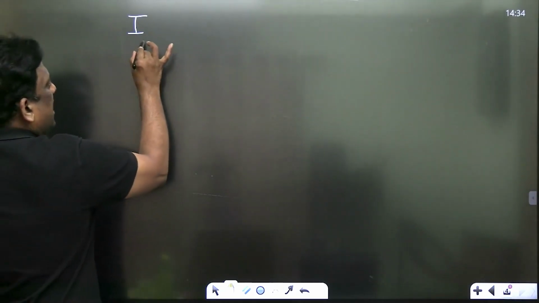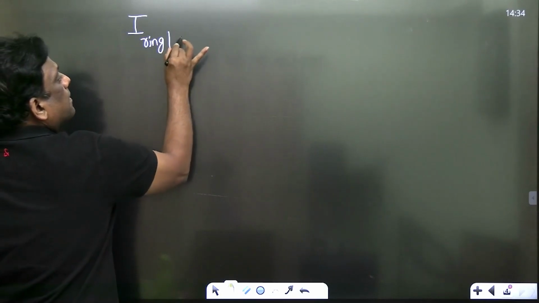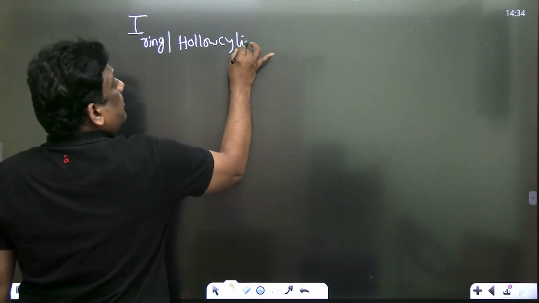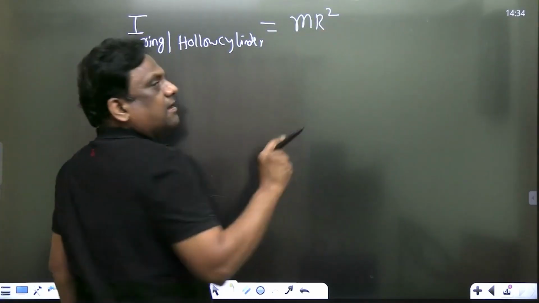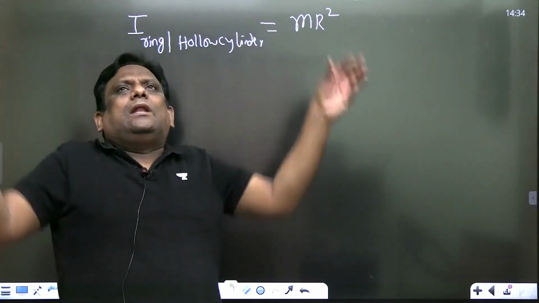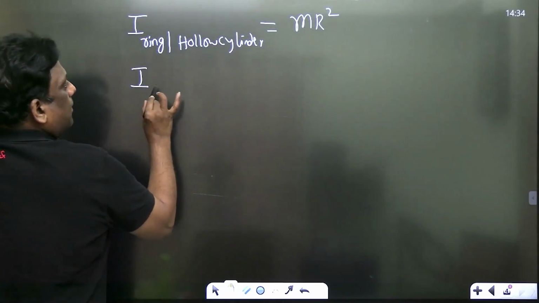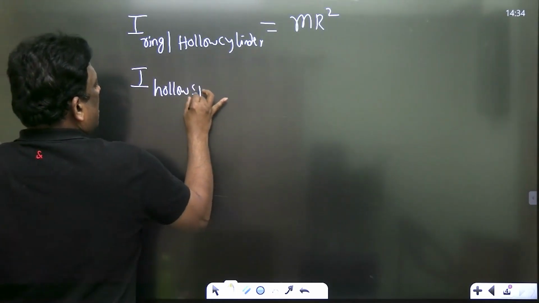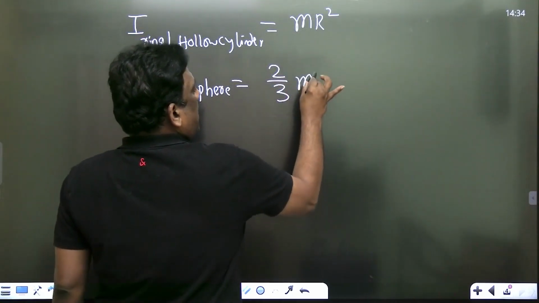For example, if it is a ring or hollow cylinder, I have derived in my regular classes that it is mr square. Very simple. If it is a ring, all the mass is located at the same radius, therefore total mass times r square. Next, what is the moment of inertia of a hollow sphere? It is 2/3 mr square.